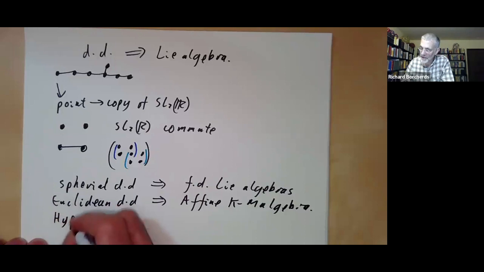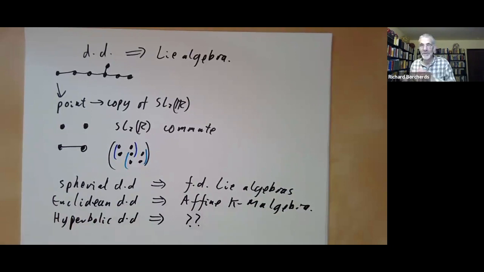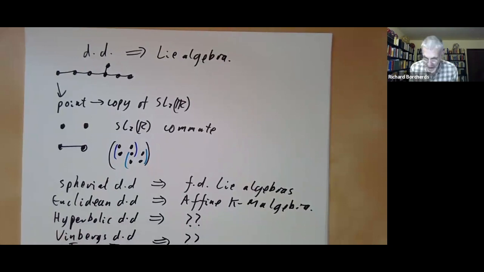And then you can ask, what about hyperbolic Dynkin diagrams? These give you some Lie algebras, but it seems to be very hard to say anything about them. In particular, the root multiplicities seem to be rather complicated in general. Well, the obvious ones to look at are Vinberg's Dynkin diagrams of I_{n,1} and II_{n,1}. And the most striking of these, not very surprisingly, turns out to be Conway's example.